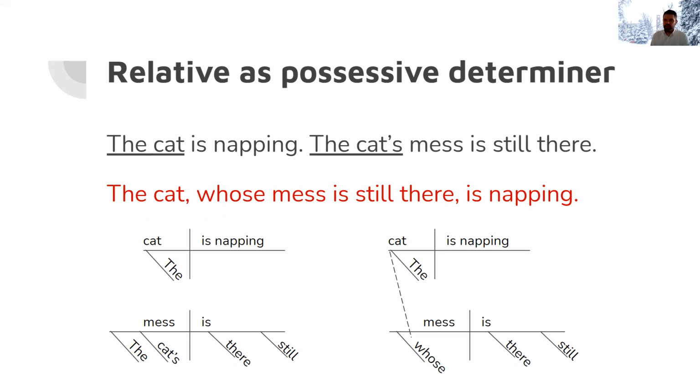And so we see a similar thing. Okay, in our diagrams, we have the original sentence, the cat is napping. We have our second sentence underneath, the cat's mess is still there. And so what we're going to do is the cat's will be replaced by whose. And then that's the connection that we'll see. And again, whose mess is still there, that relative clause again is describing the cat. And so that's where we draw the connection.